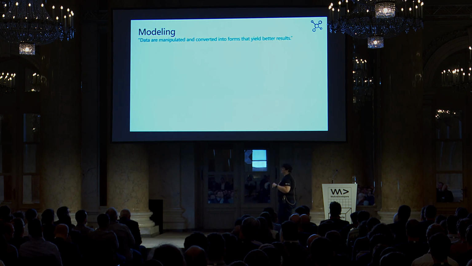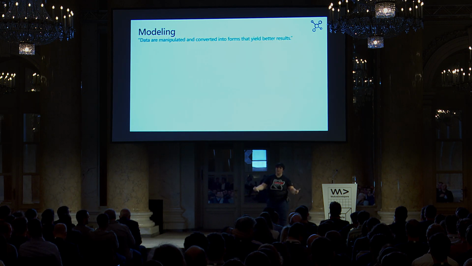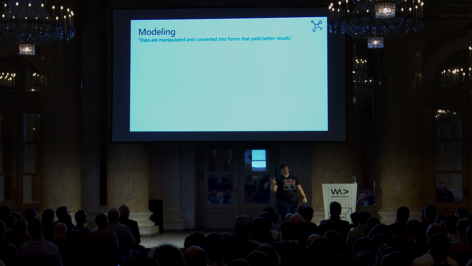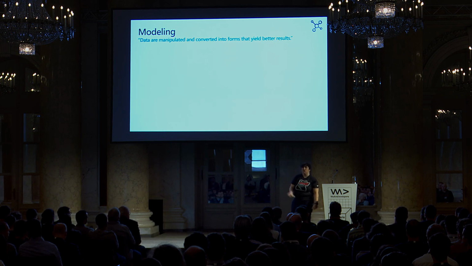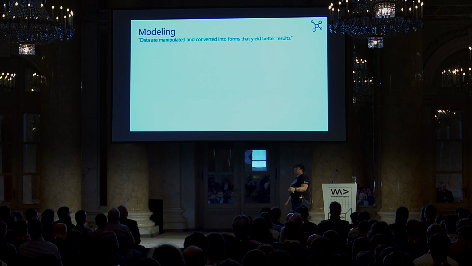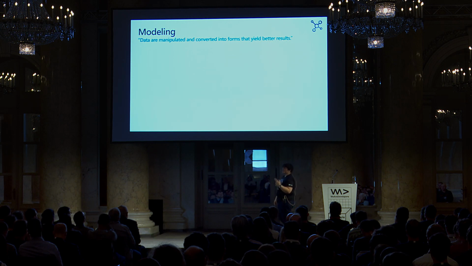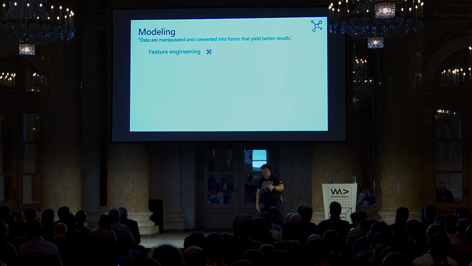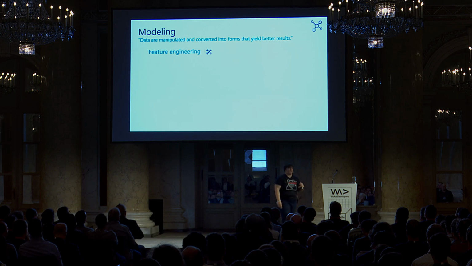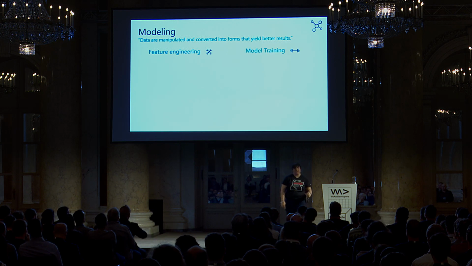So this is important because when we go to the next step, after the business understanding, after the data understanding and preparation, we have the modeling. And the modeling is composed of two main steps. The first one is called feature engineering, and the second one is called model training.